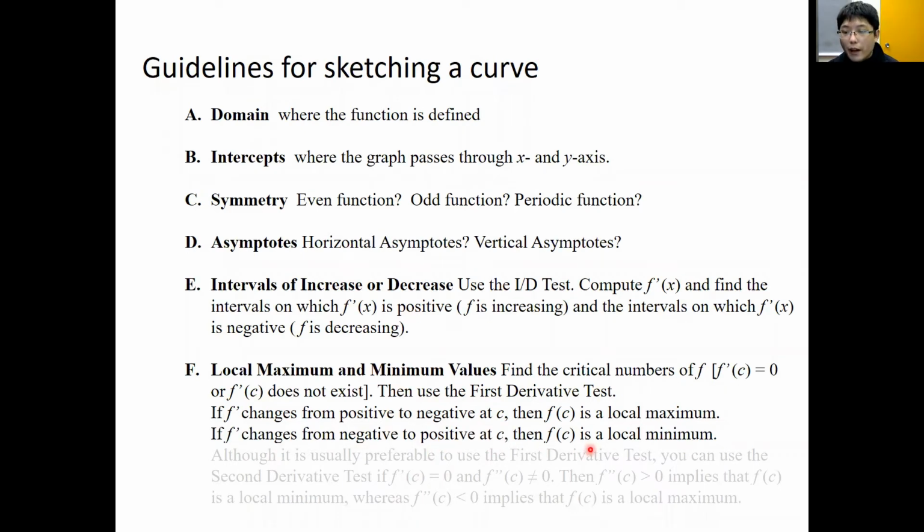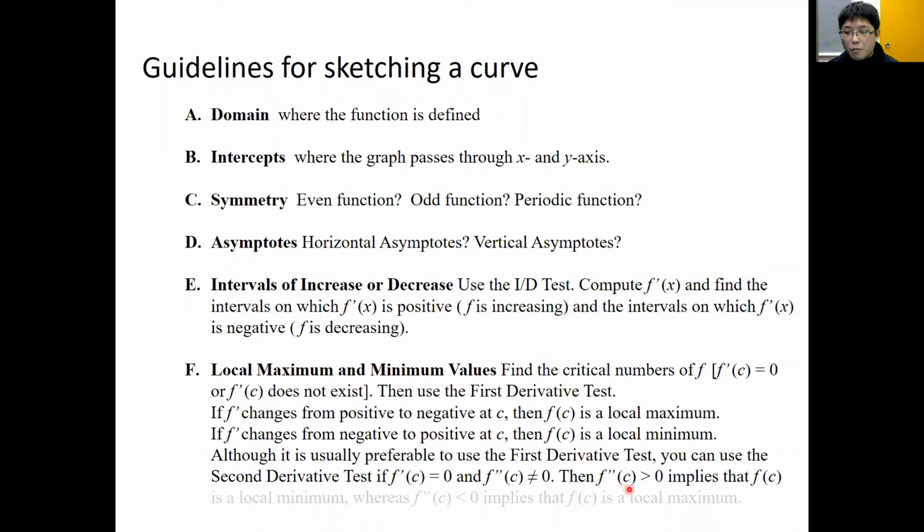You need to use the first derivative test to tell if f of c is a local maximum or f of c is a local minimum, or, well, there might be other cases like f of c is simply the point where the tangent is horizontal. So it's neither local max nor local min. Okay, so although it is usually preferable to use the first derivative test, you could also use the second derivative test if f prime of c equals 0 and f double prime of c is non-zero. The second derivative test will tell you that if f double prime of c is positive, then f of c is a local minimum, and if f double prime of c is negative, then f of c is a local maximum.